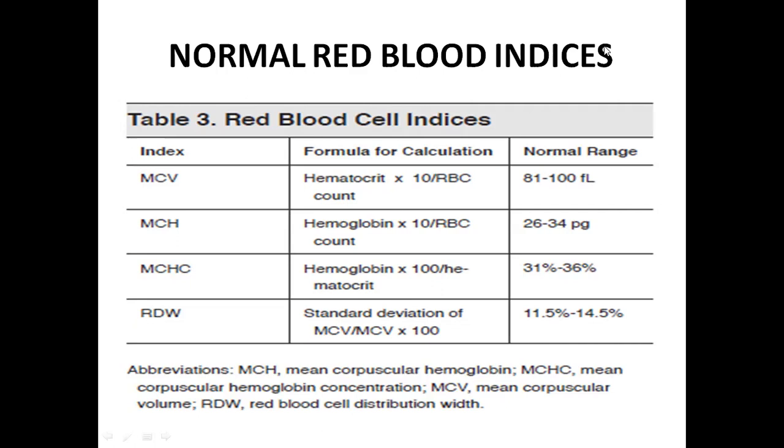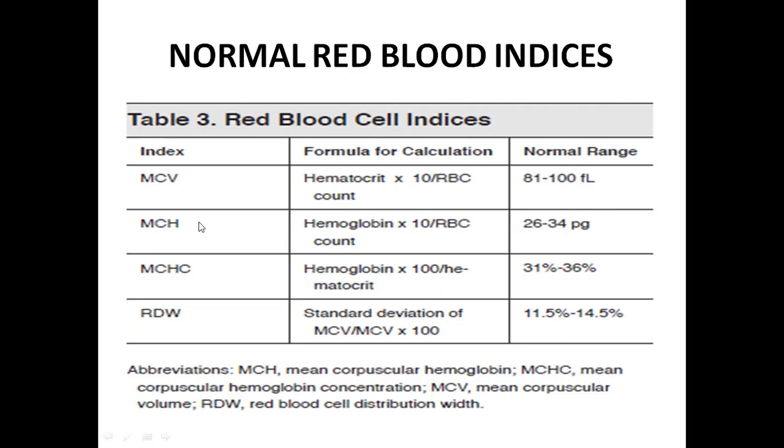So for the mean corpuscular volume, the normal range is between 81 and 100 femtoliters. 81 to 100 femtoliters is the normal value, and the formula to calculate it is hematocrit times 10 divided by the red blood cell count, which you can see here. But I'm going to show you other slides that explain what each of them really mean.